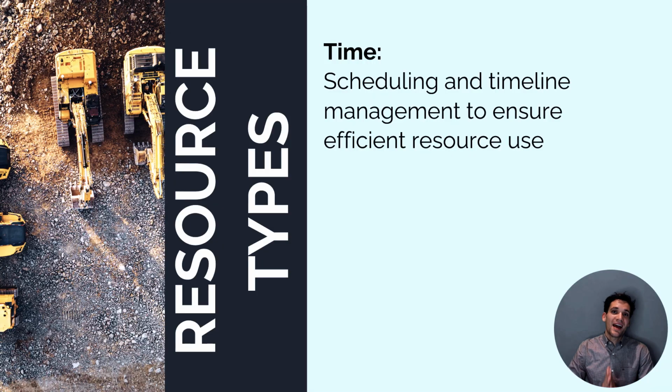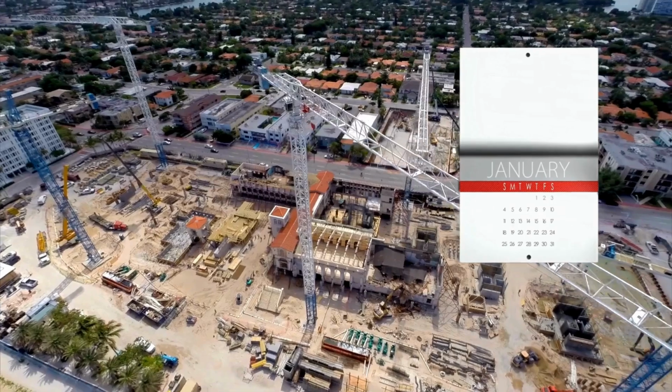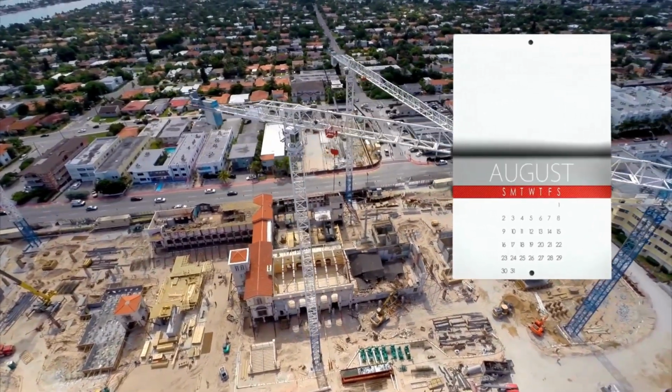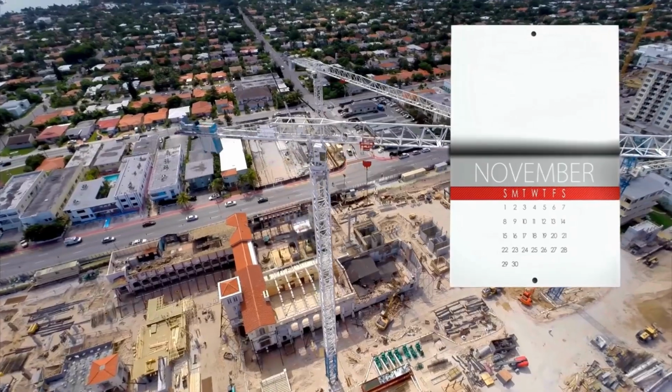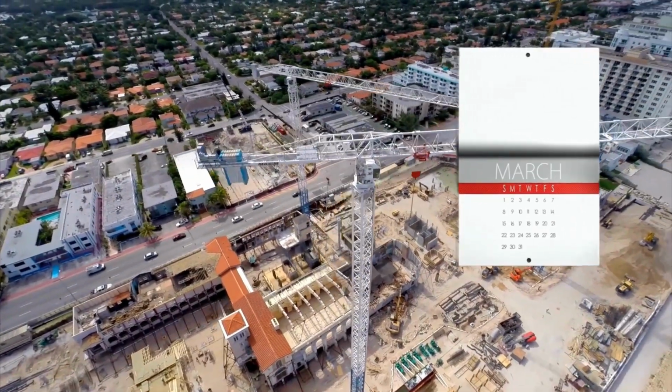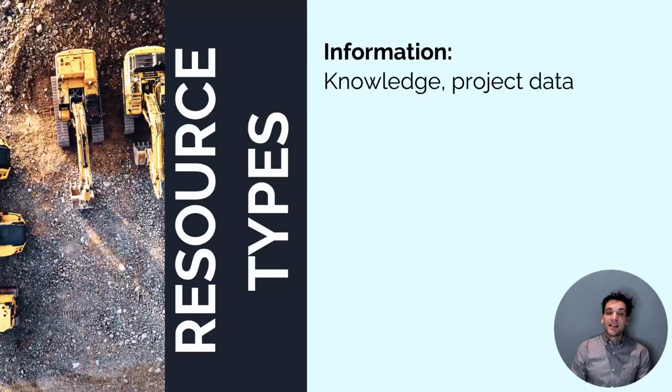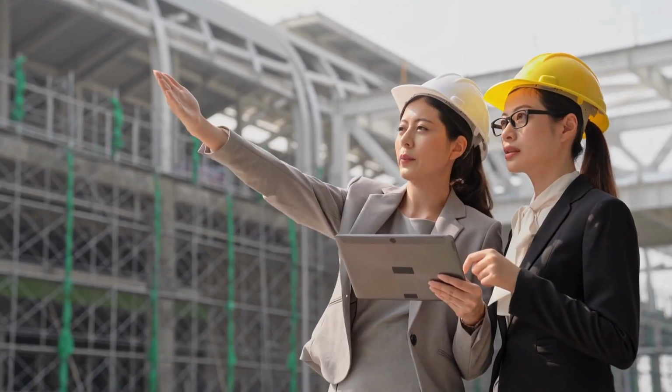Similarly, we also have a limited amount of time to complete the project in. So we're constrained by the amount of time we have for different activities. And we have to be careful with how we're wasting time and allocating time to different activities so we ensure that we finish the project within the fixed finish date. And then we've also got information resources. So these are things like knowledge or project data.